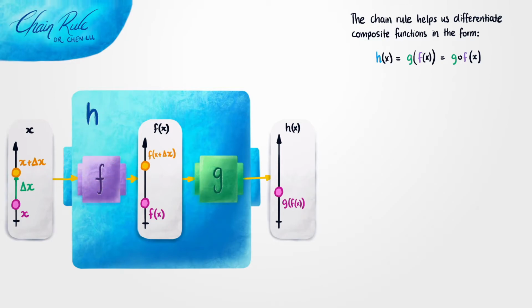Now because the old point we used was x plus change in x, then the new point that we have is just f applied to x plus change in x. So now we'd like to take this point, f of x plus change in x, and feed it through g to get g of f of x plus change in x.